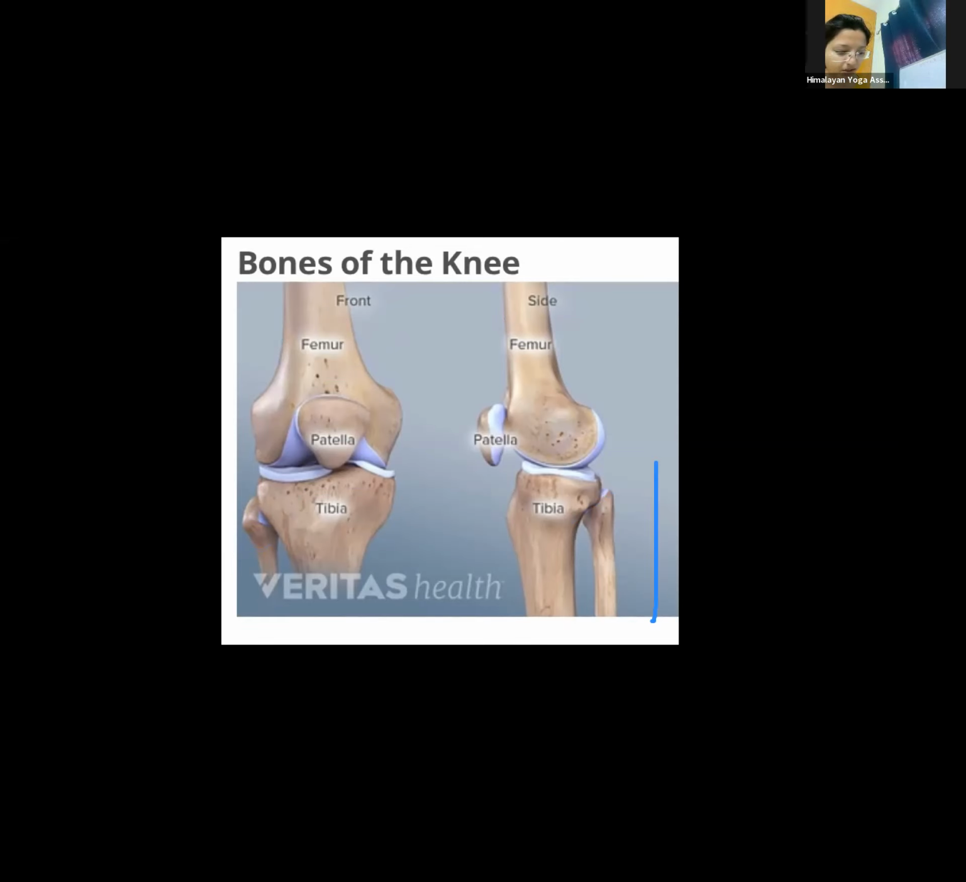Here we have the femoral patella joint. Where the femur and patella are joining, that is called the femoral patella joint. Then we have the lateral femorotibial joint and the medial femorotibial joint. So basically we have the femorotibial joint and the femoral patella joint, where tibia and femur are joining is called the femorotibial joint.